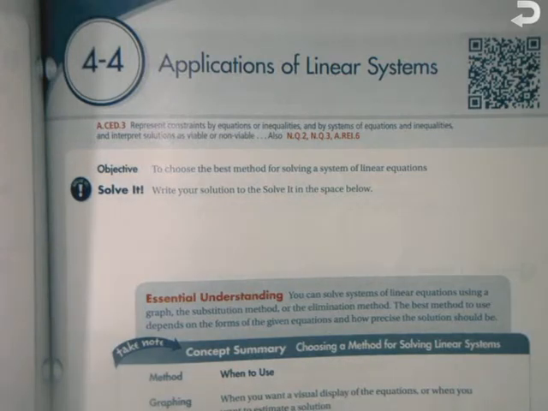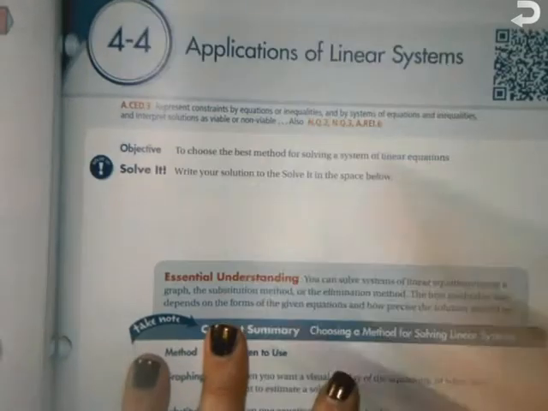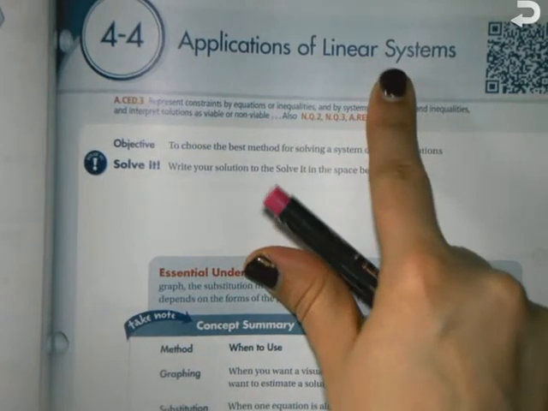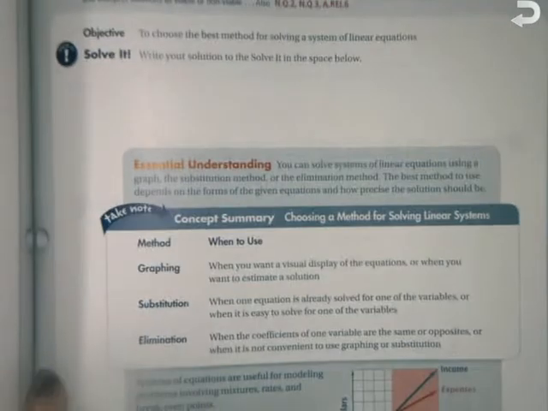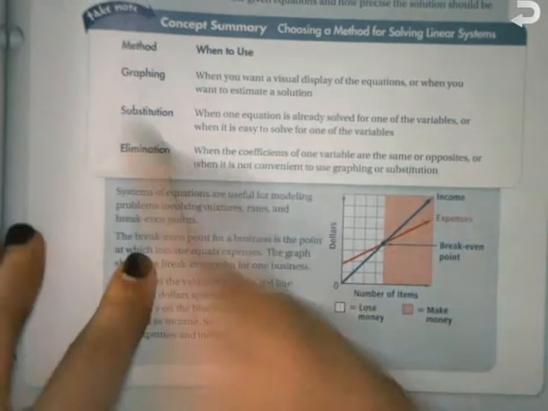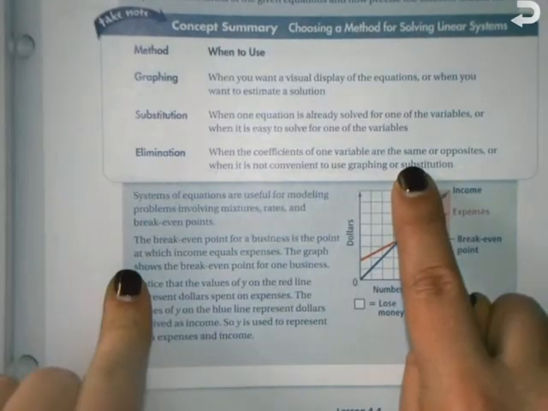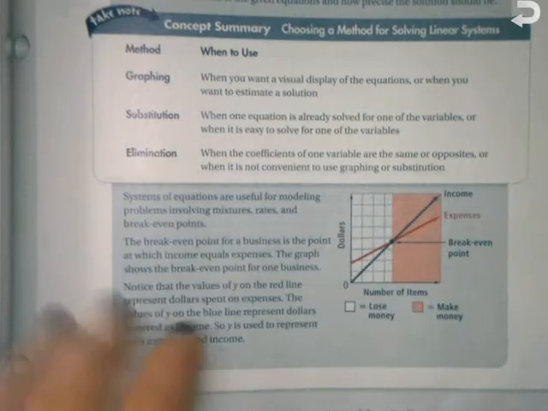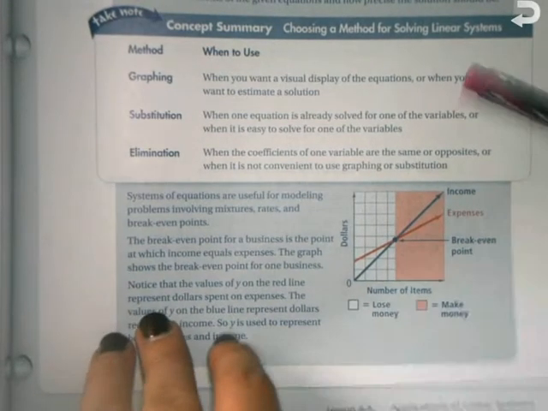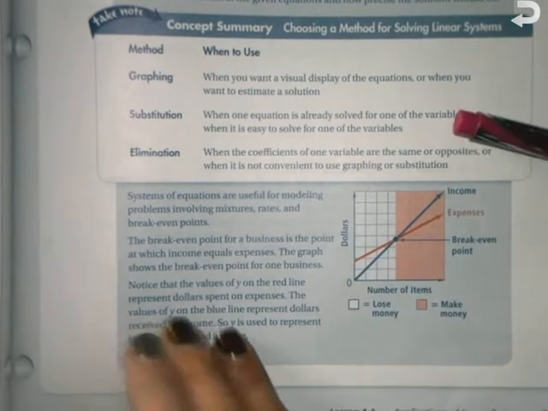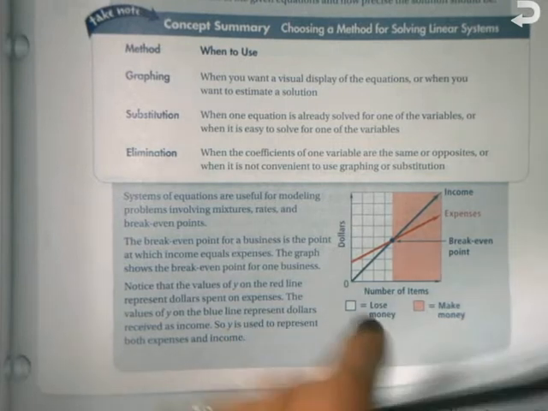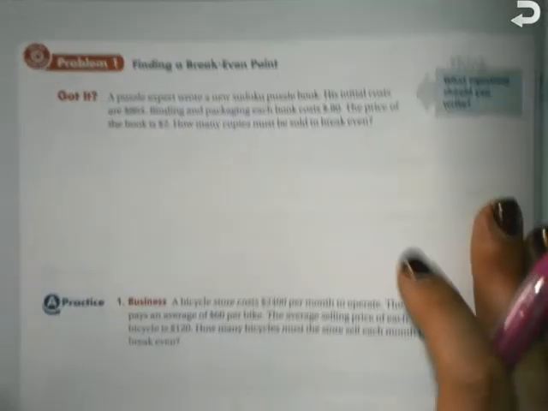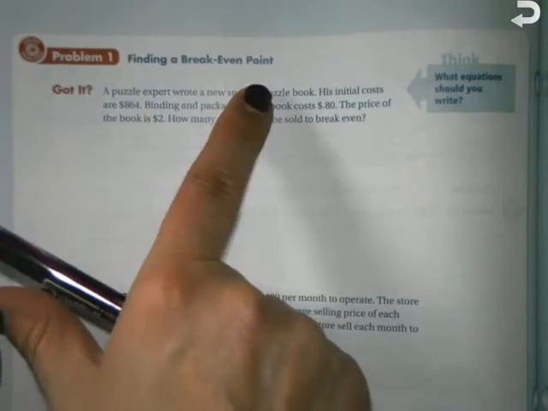So for section 4.4, applications of linear systems, word problems. That left-hand page that we just completed basically is this box right here, when to choose a method, so which method is best for when. So you can refer to that if you didn't get to finish the left-hand side on page 47. But we're really going to be looking at just some examples. So I want to look at problem 1, finding a break-even point.